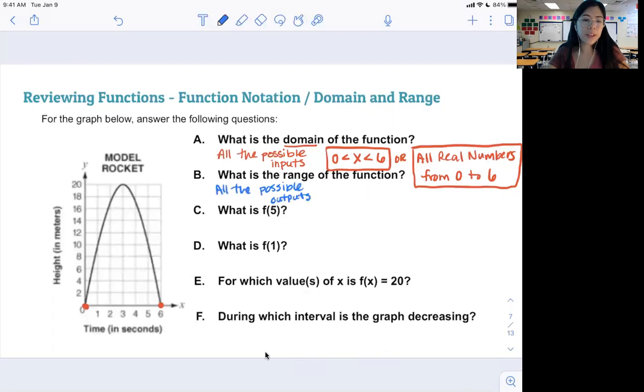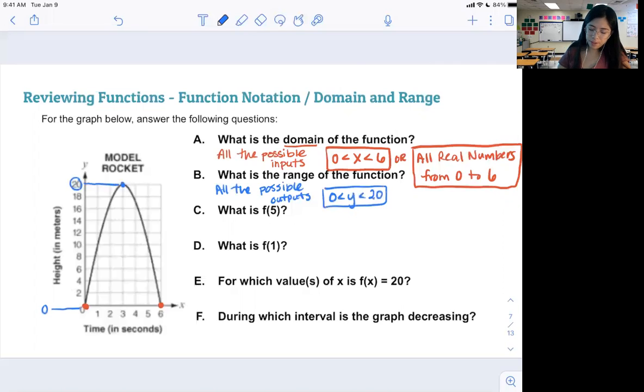Zero to 20, exactly. This graph goes down to the floor and that's it. It doesn't go lower than 0. So from 0 all the way up to 20, right? From 0 up to 20 and then back down to 0. So exactly, Ajara. The range would be 0 less than y less than 20.